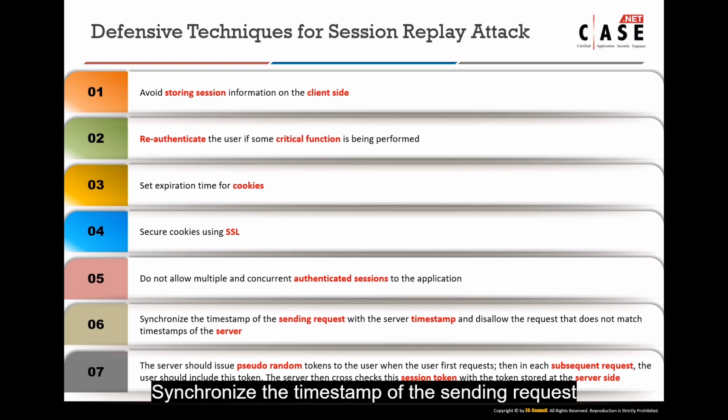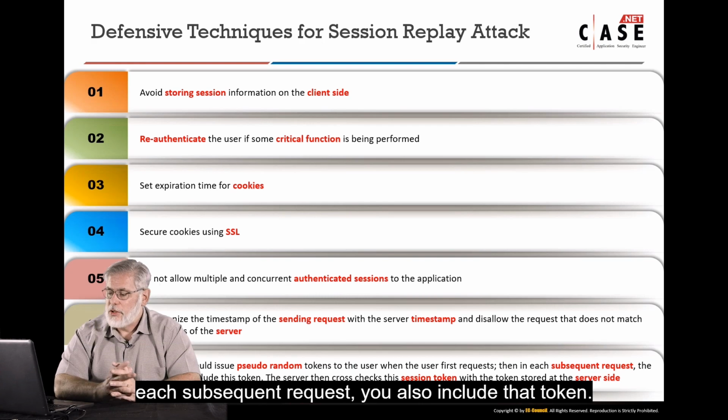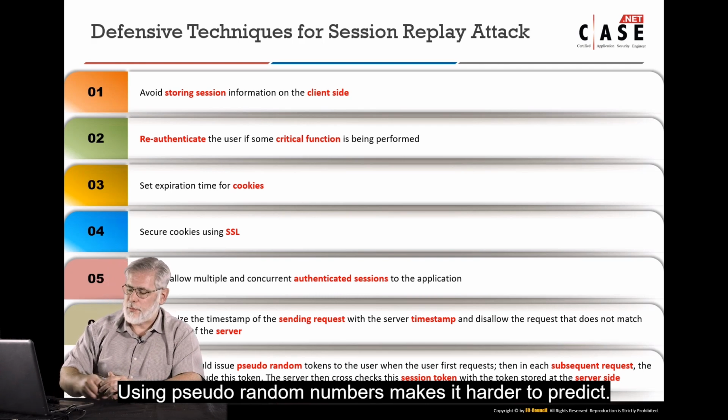Synchronize the timestamp of the sending request with the server timestamp to disallow a request that doesn't match the timestamps. So if I send something back too much later, it won't be allowed. The server should issue pseudo-random tokens when the user first requests, and then each subsequent request, you also include that token. Using pseudo-random numbers makes it harder to predict.